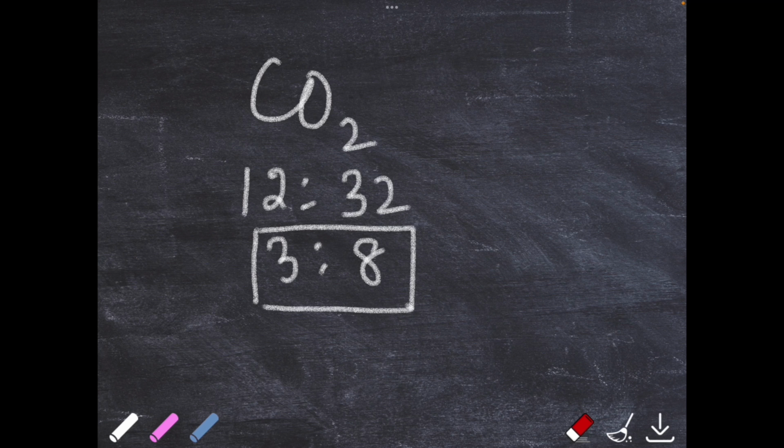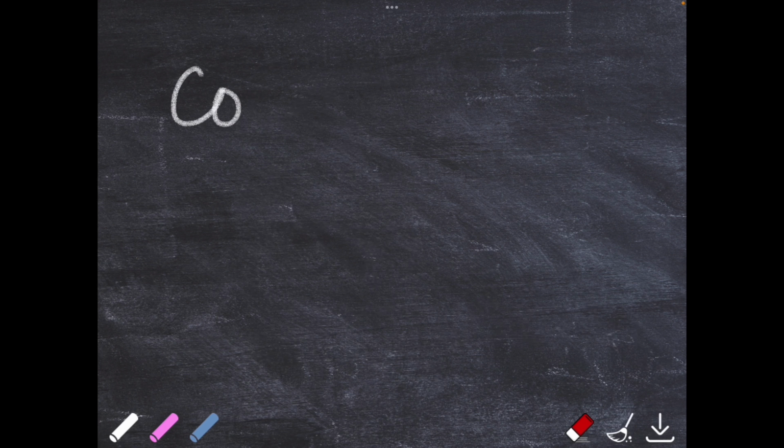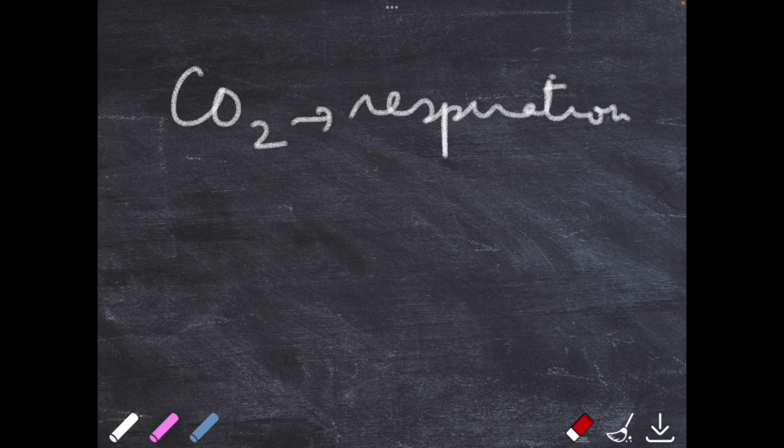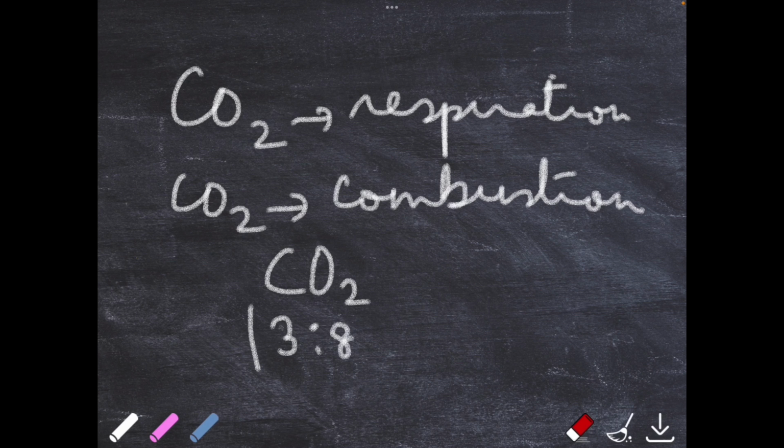Now, irrespective of the source of carbon dioxide, whether you get carbon dioxide by decomposition of calcium carbonate, or through respiration, or through combustion of coal, of wood, or whatever, irrespective of the source of carbon dioxide, the ratio by mass in which carbon combines with oxygen will always be 3:8. And this is actually the explanation of the law of definite proportions, or law of constant proportions, or law of fixed proportions for that matter.